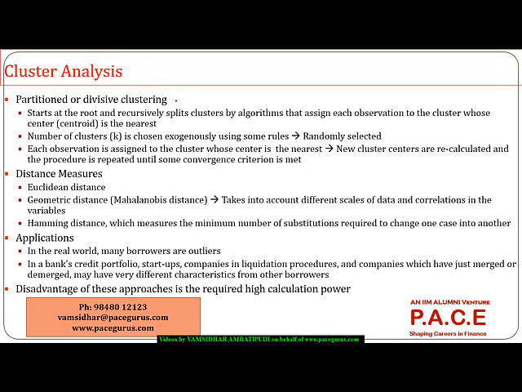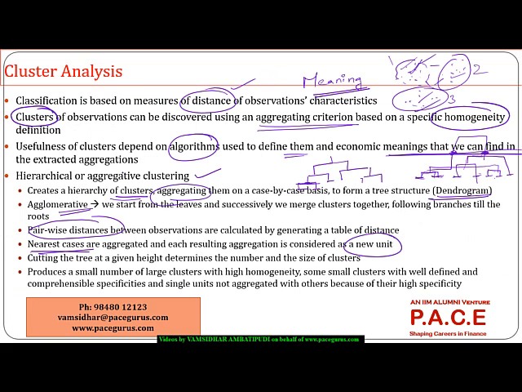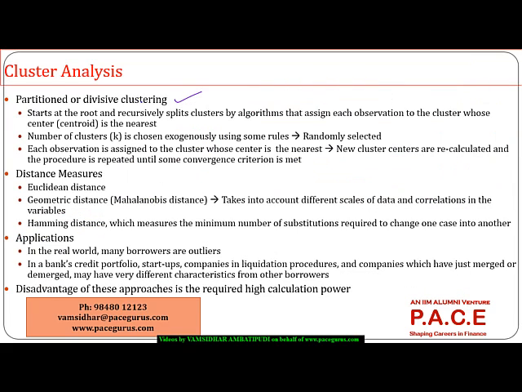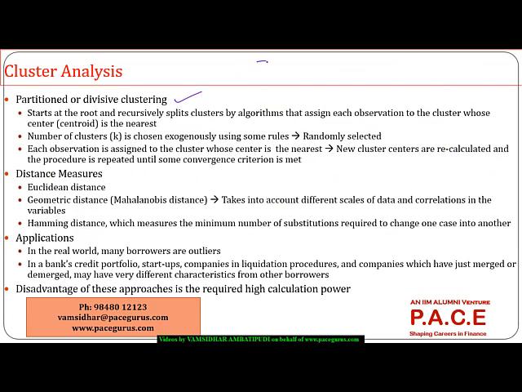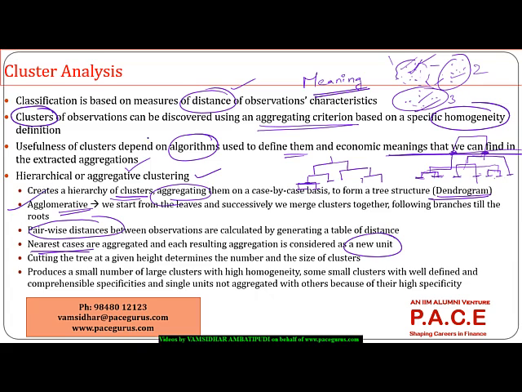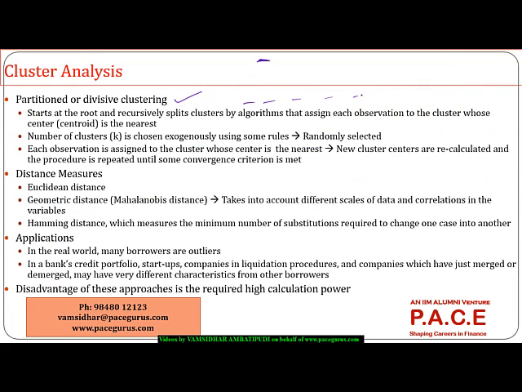But otherwise, within the hierarchical, we have agglomerative clustering, that's one. We also have partitioned or divisive clustering. This is also a method of the hierarchical itself. We are starting at the root, at the top. See, in an agglomerative clustering, we started at the leaves, and after that we started merging. That is what agglomerative is. But in a partition or divisive method, we are starting at the root, and we are recursively splitting the clusters.